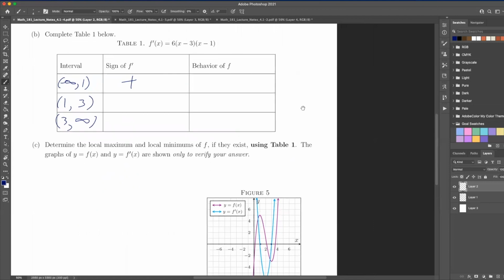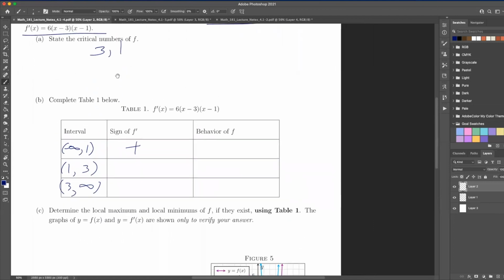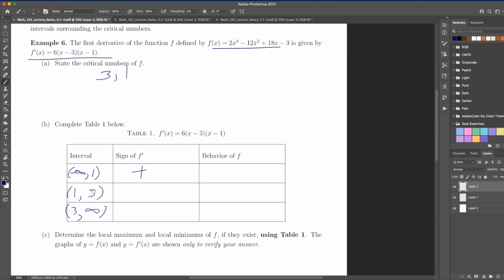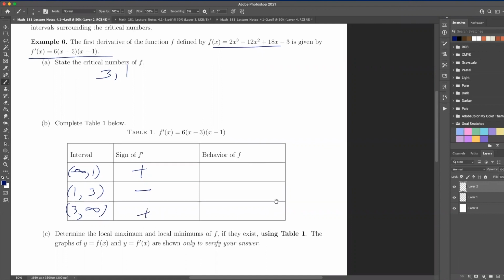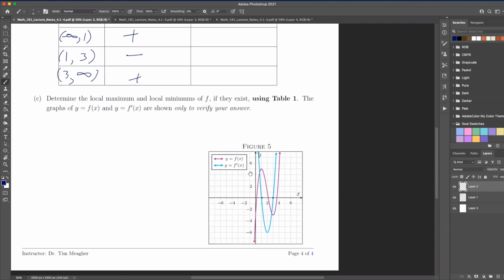And notice here, that matches what we see here. We have positive values. If I choose a number between 1 and 3, let's plug in 2, just choosing something to determine the sign. Here 2 minus 3 would be negative, so this would be negative, because I'm positive, negative, positive. And then if I choose, I don't know, 5, it's positive, positive, positive. So this is positive. Notice that matches what we have here: f' positive, negative, positive.